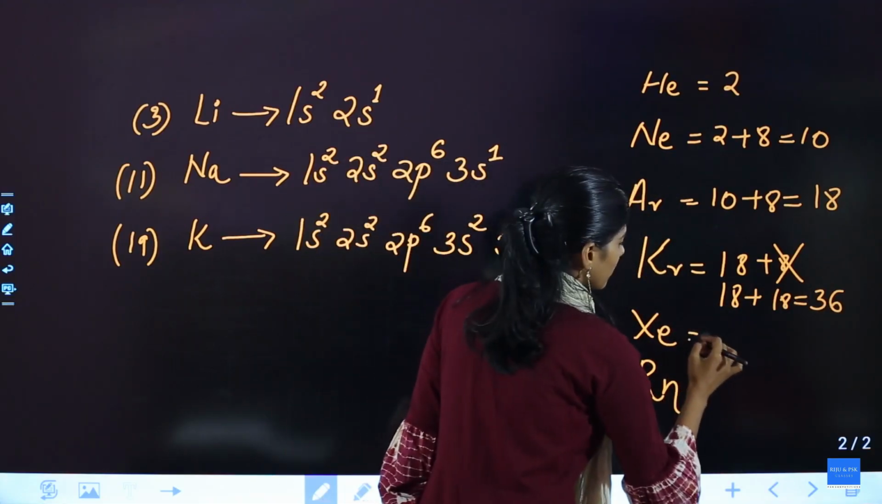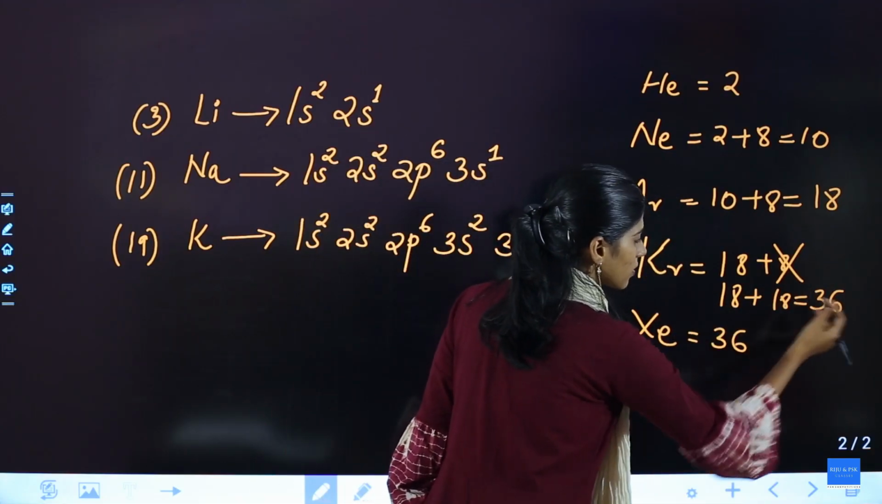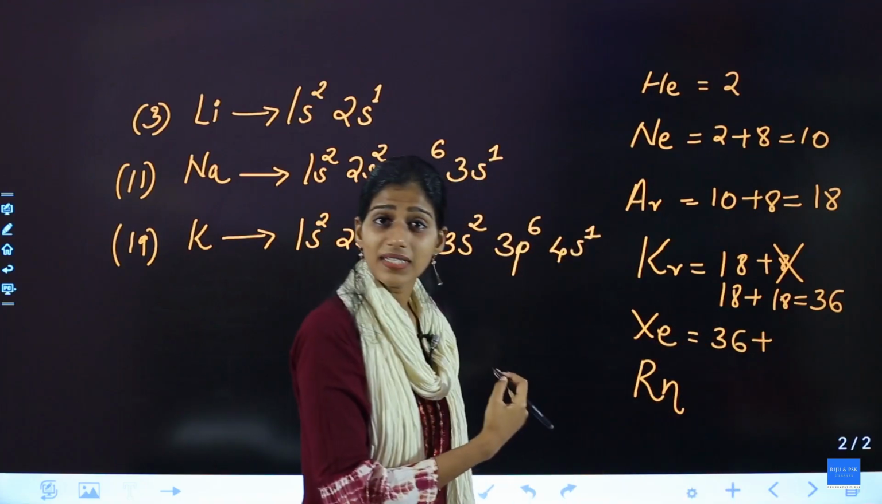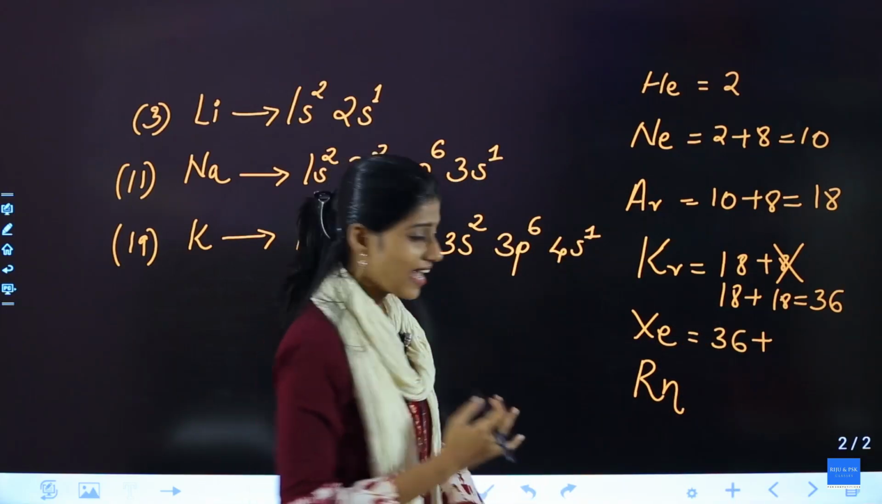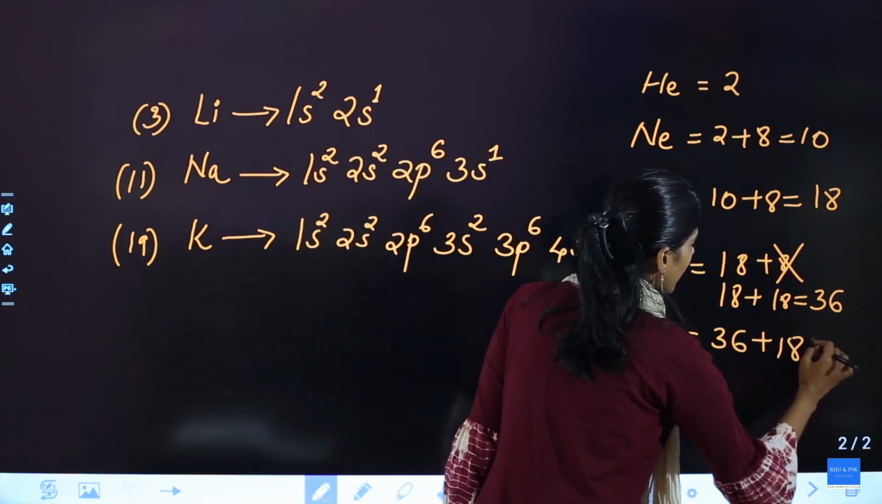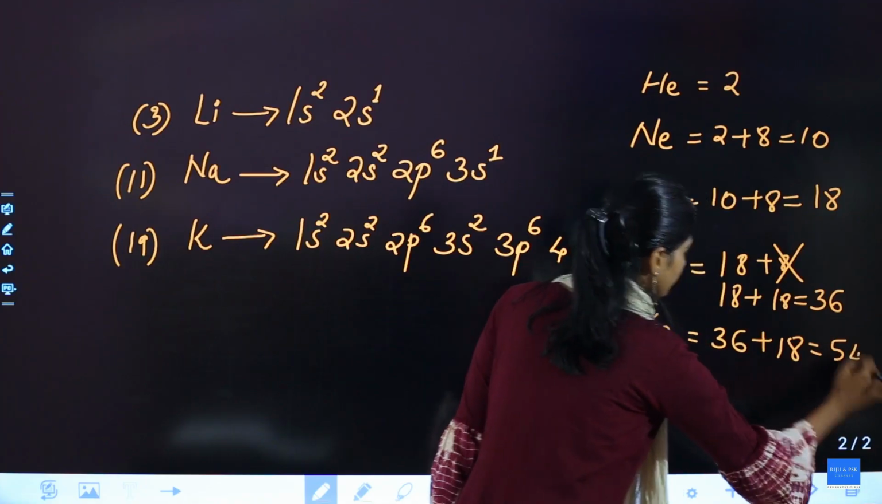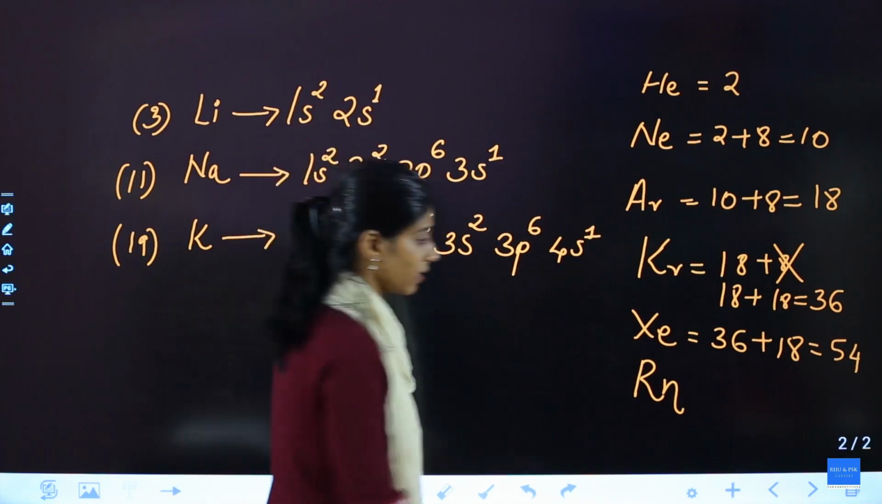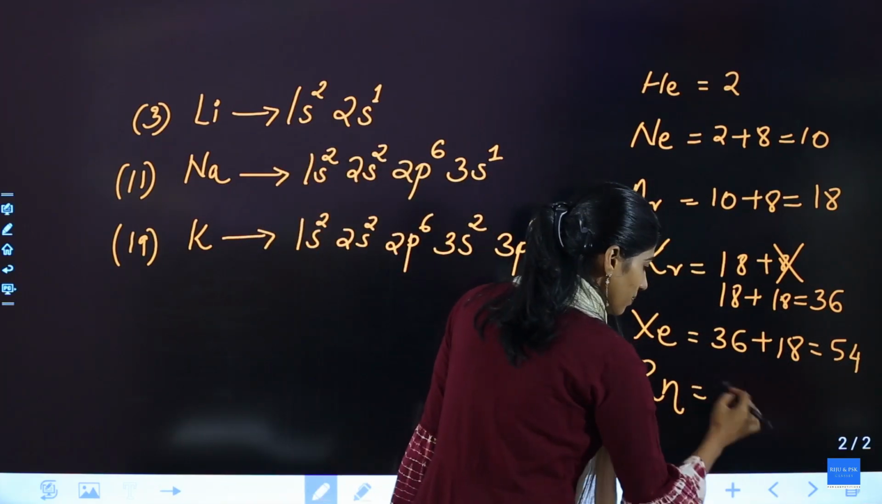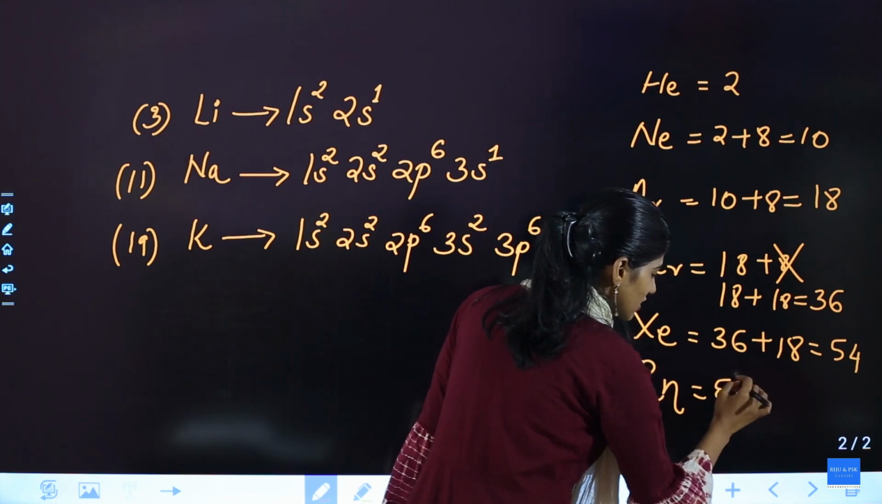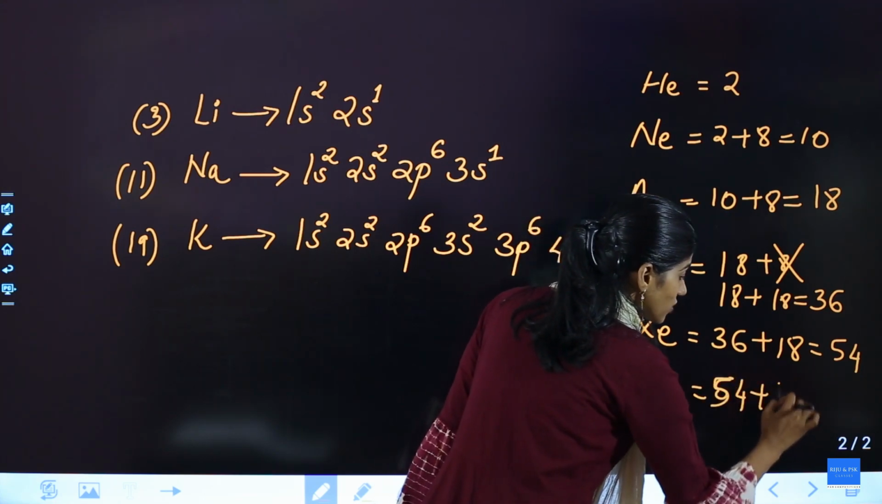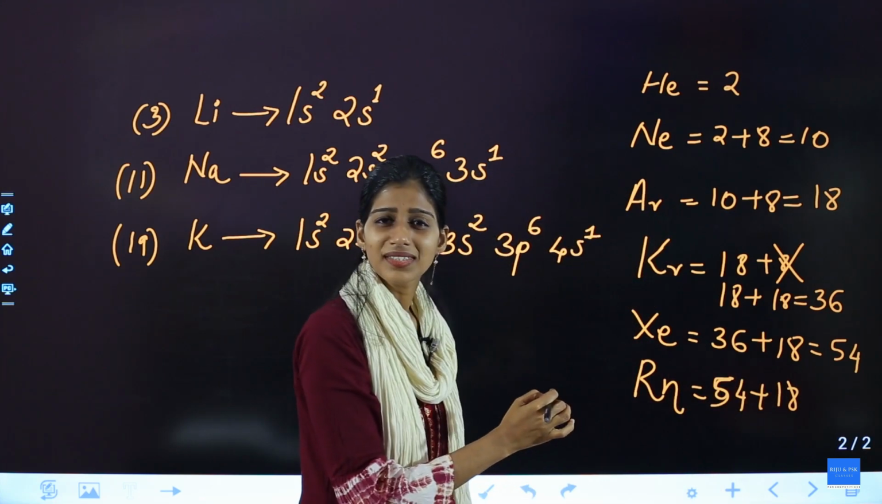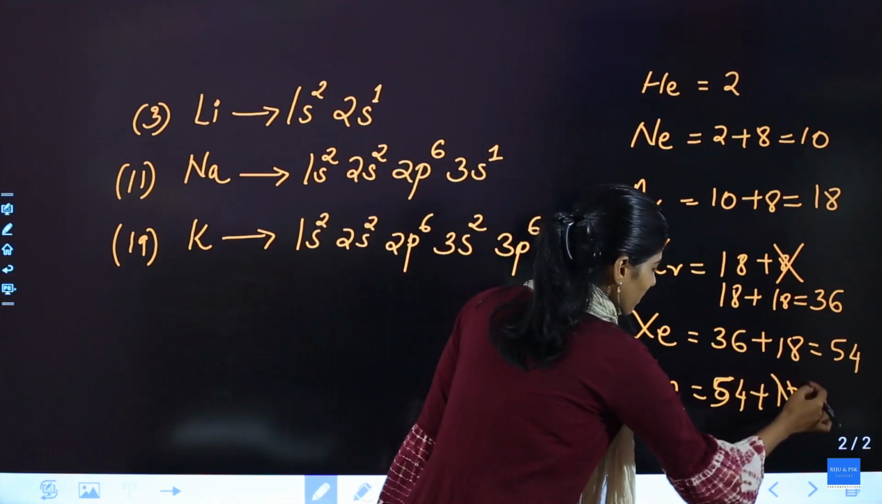Consider xenon after krypton. So, krypton is 36 plus it is the next 18th element, and you get 54. What about radon? It will be 54 plus 18, right. No, this is wrong. Why?